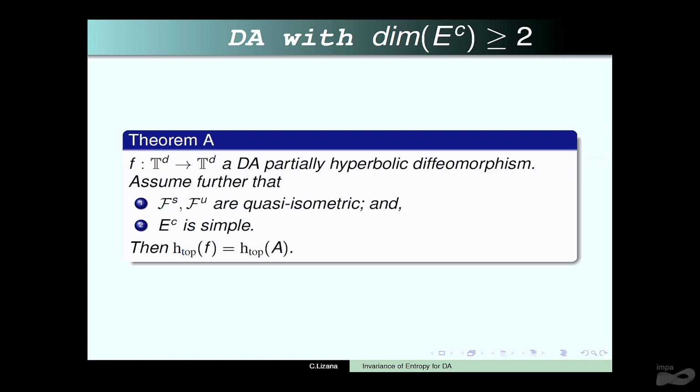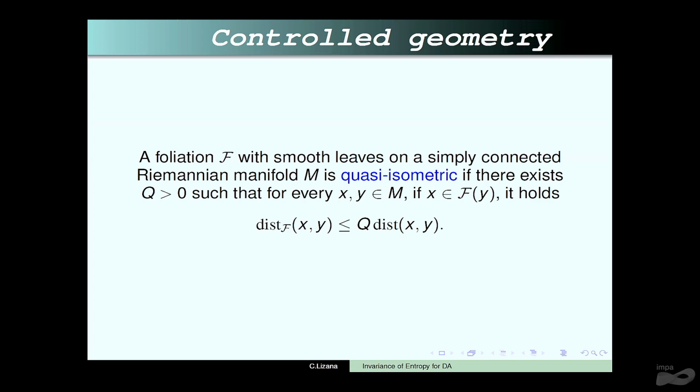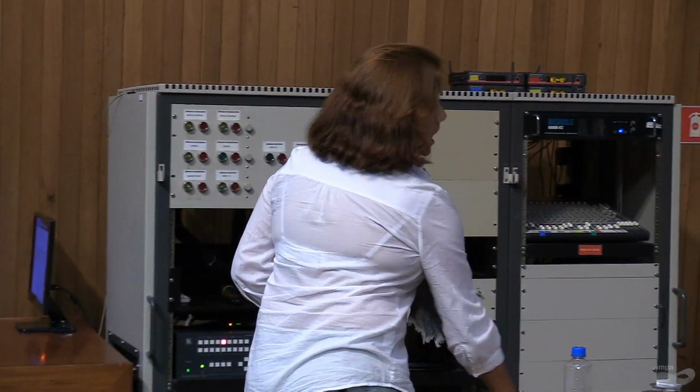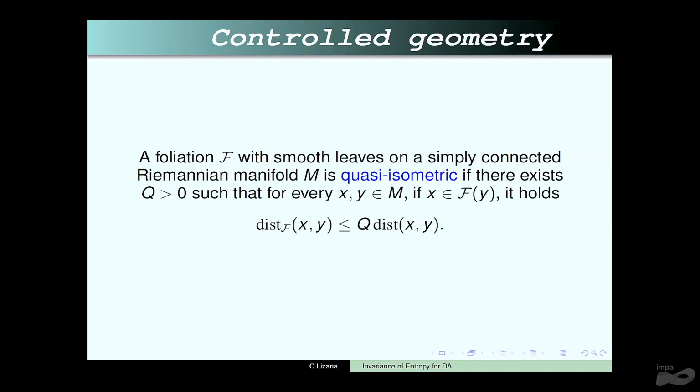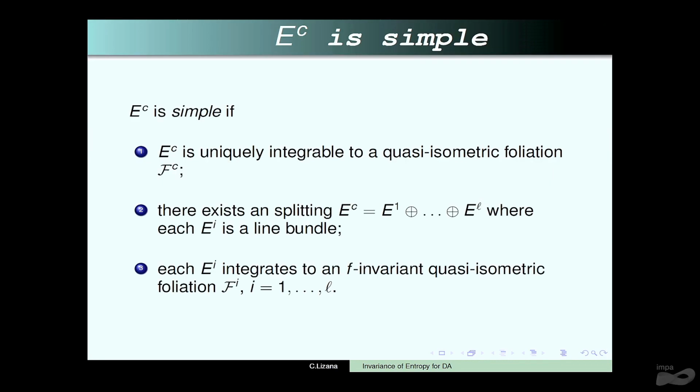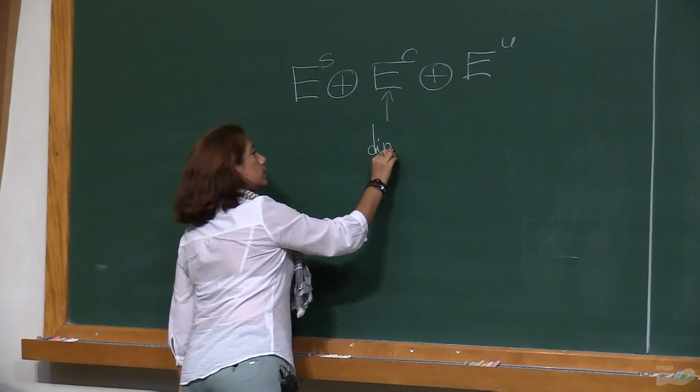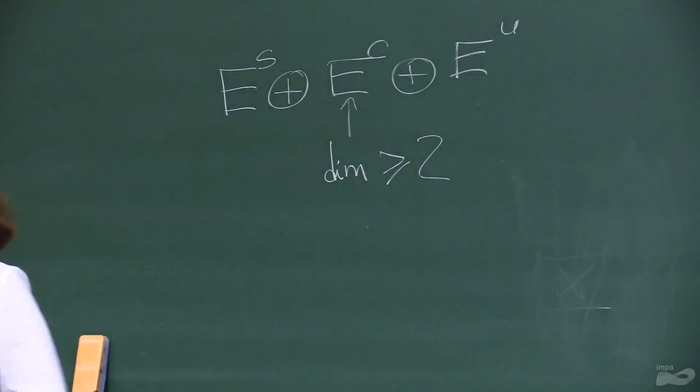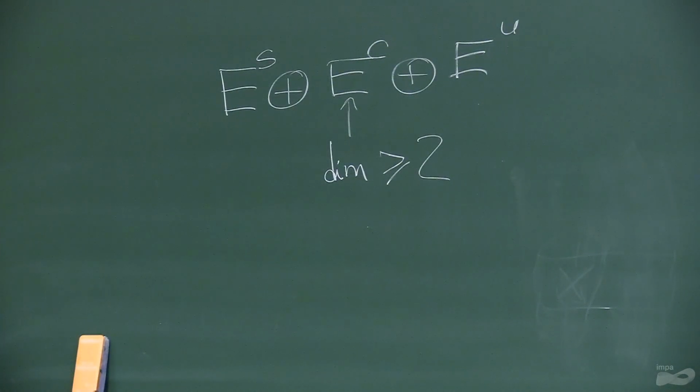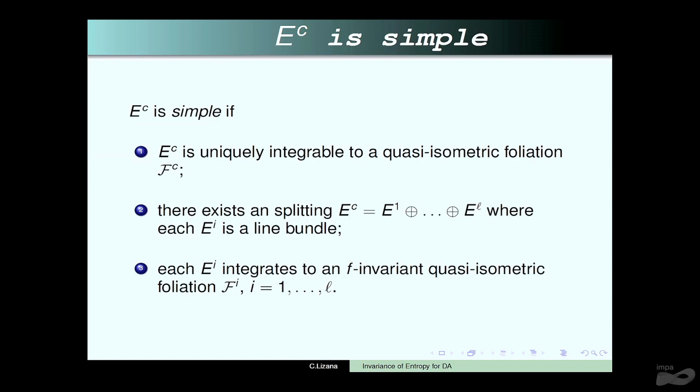So let us talk a little bit about the hypothesis. The quasi-isometric property is basically if you have the foliation and you look at the distance along the foliation, it's almost the same in the manifold. So you have a foliation that is well-behaved. It's not doing something so crazy. So you have what we call a controlled geometry. And the central bundle, to be simple, is basically, remember that this one has dimension larger or equal to, so you decompose it in a direct sum of one-dimensional subbundles. And each of these integrate to foliations that are quasi-isometric. So that's what I mean by the simplicity condition.